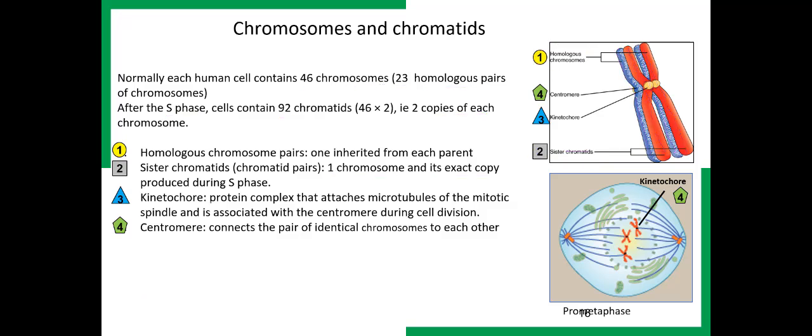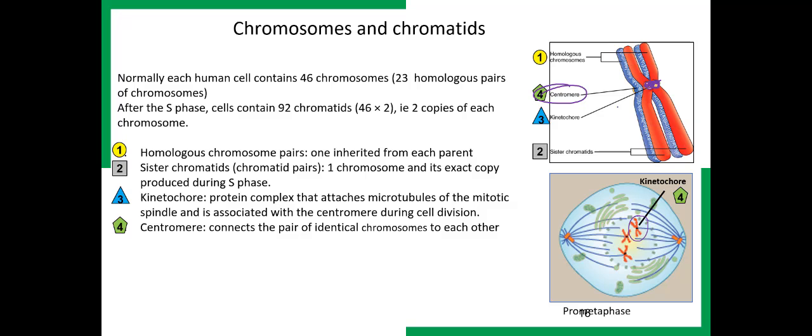And then the next term is kinetochore. The kinetochore is a protein complex that attaches the microtubules of the mitotic spindle. You can see here, this is during prometaphase of the mitosis process. And then the centromere connects the identical chromosomes to each other. So the centromeres connect the pair of identical chromosomes to each other.